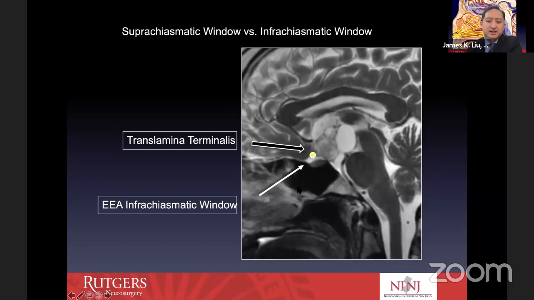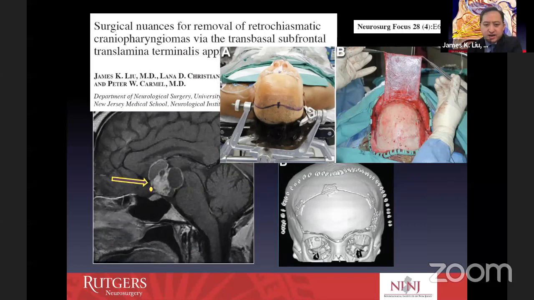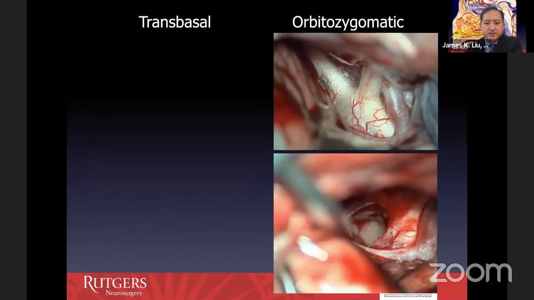So in this case, instead of coming from below, which is also an option, I decided to come from above because I felt that the lamina terminalis window was larger. And when we do this, I typically prefer a midline approach, transbasal approach, because if you come in through an anterolateral, pterional, or orbitozygomatic, your view of the lamina terminalis is oblique.